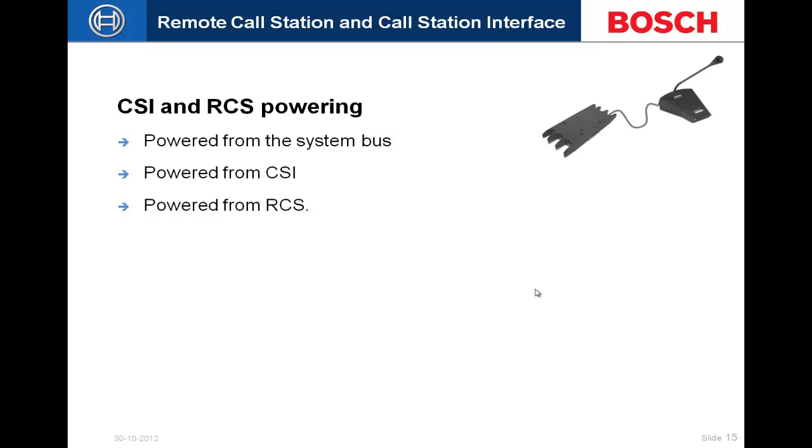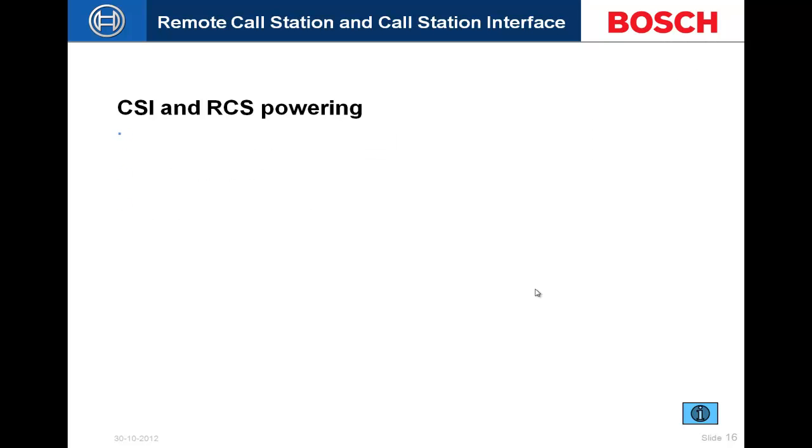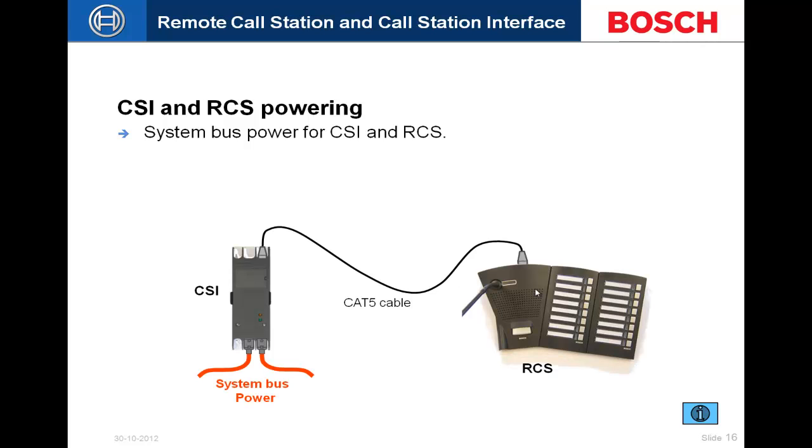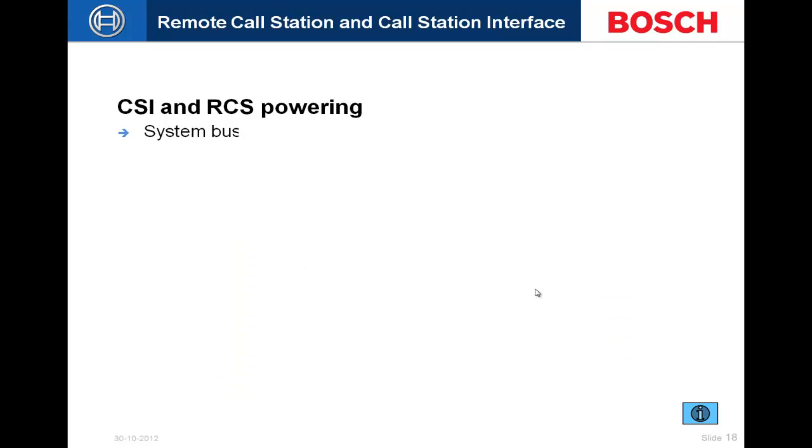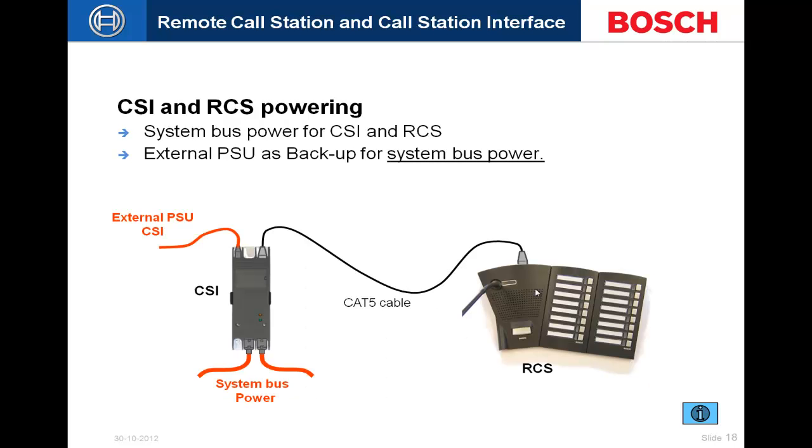System bus powering, either powered remotely or powered from the remote call station, or from the call station interface. There we are with an external power supply connected up to the CSI, and then internally we have connected a jumper to essentially choose external power for the remote call station.